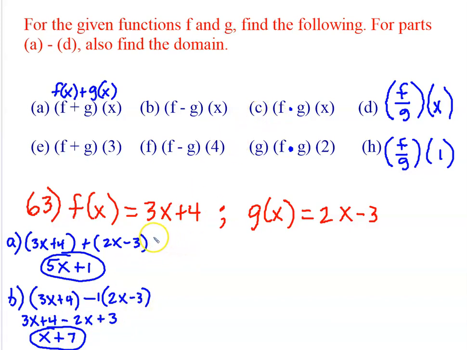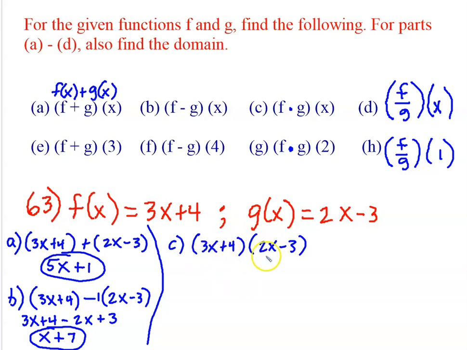Letter C, let me just separate these out a little bit. Letter C says to take the two and multiply them together. So this is where we're going to utilize the FOIL method. Two binomials, these are two different expressions that have two terms each, and so this is where we use FOIL.